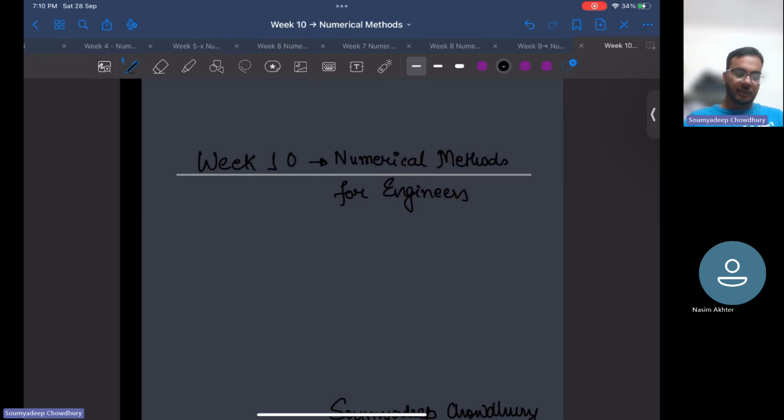Okay. So till now, in the last two classes, we had discussed numerical differentiation, numerical integration, all those topics. And today we will be seeing how we can utilize the concepts of numerical integration and numerical differentiation in solving our ordinary differential equations using different numerical techniques.